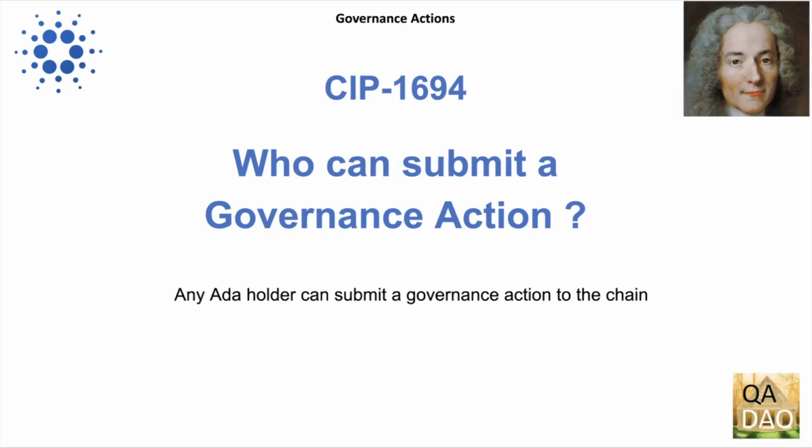The motion of no confidence action is an extreme measure that enables ADA holders to revoke power granted to the current Constitutional Committee. If this motion is enacted, any outstanding governance actions, including ones that the committee has ratified, will be dropped. In the case of other governance actions, voting takes place, followed by ratification or expiry.